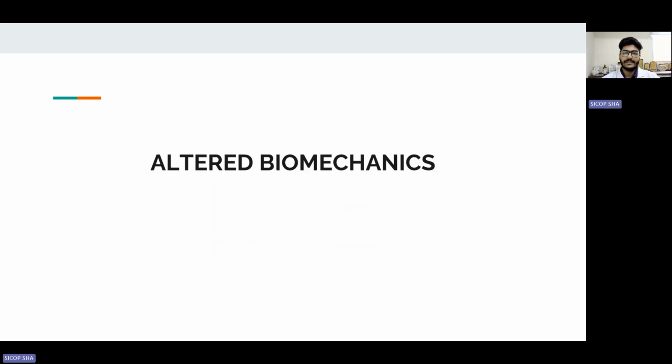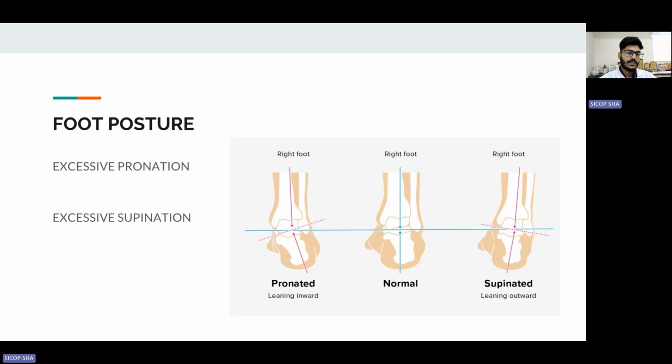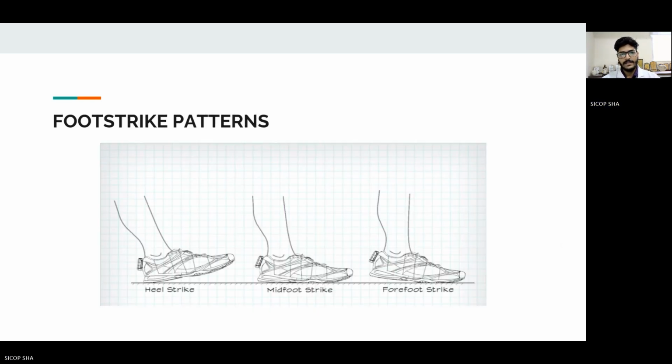So starting with the altered biomechanics, the foot posture first. So having an excessive pronation or excessive supination of the foot has been shown as a factor of running injury. Next is the foot strike patterns. So there are three types of foot strike patterns. One is when the posterior one third of the foot is coming in contact with the ground. Midfoot strike, where the middle one third of the foot is coming in contact with the ground, and the forefoot strike, where the anterior one third is coming in contact with the ground.